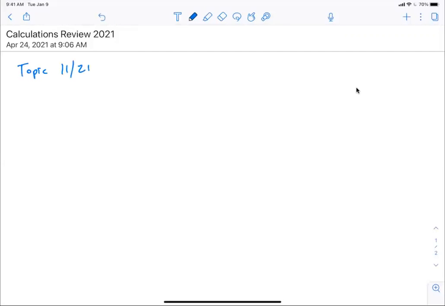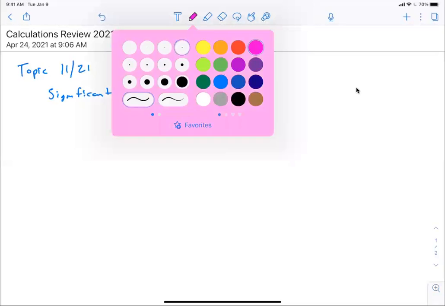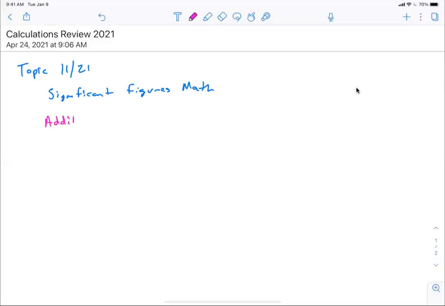And the first thing here is significant figures. Okay, and significant figures math involves two types of math: addition and subtraction, or multiplication and division. And when we add and subtract, we actually don't go by the number of significant figures, we go by place value.